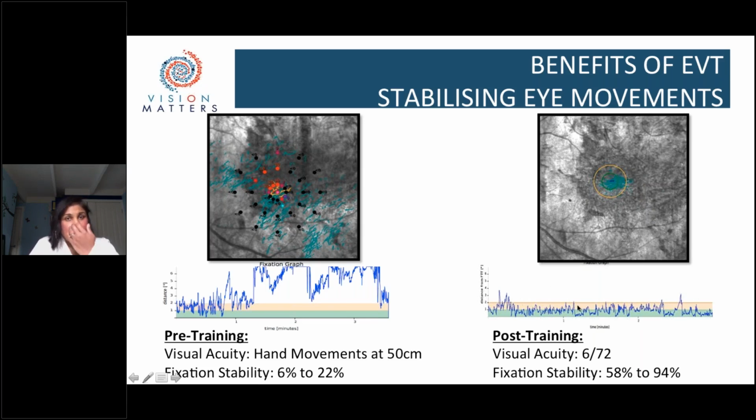And you can see here as well, the amplitude of his eye movements has also settled down quite a lot and is quite stable as well. His visual acuity improved from hand movements to 6/72, and this is partly also because the retinal area that we're using is fairly reduced. But his fixation stability has improved on average to around 94%, and sometimes he's actually hitting 99 to 100% as well. So this is just showing you how eccentric viewing can also help people that have quite advanced levels of vision impairment.